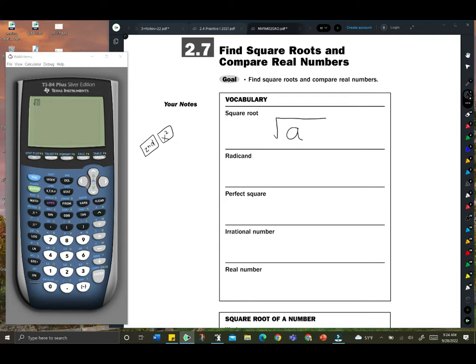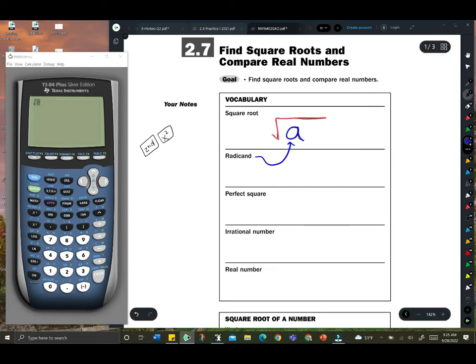Radicand, okay? So what we have here is the radical sign. That's just our sign. The number inside is known as the radicand. So this A is the radicand. So if you hear me talking about that, that's what it is.